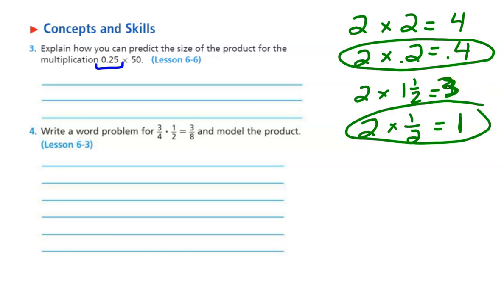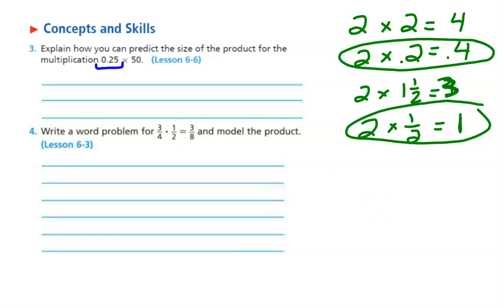I'm going to just read to you the answer on this one. My answer key says 0.25 is less than 1, and 50 is greater than 1, so the product will be less than 50, but greater than 25. But I think it's also totally fine to say something like, if you multiply by something less than 1, your answer is going to be smaller than what you multiplied by.